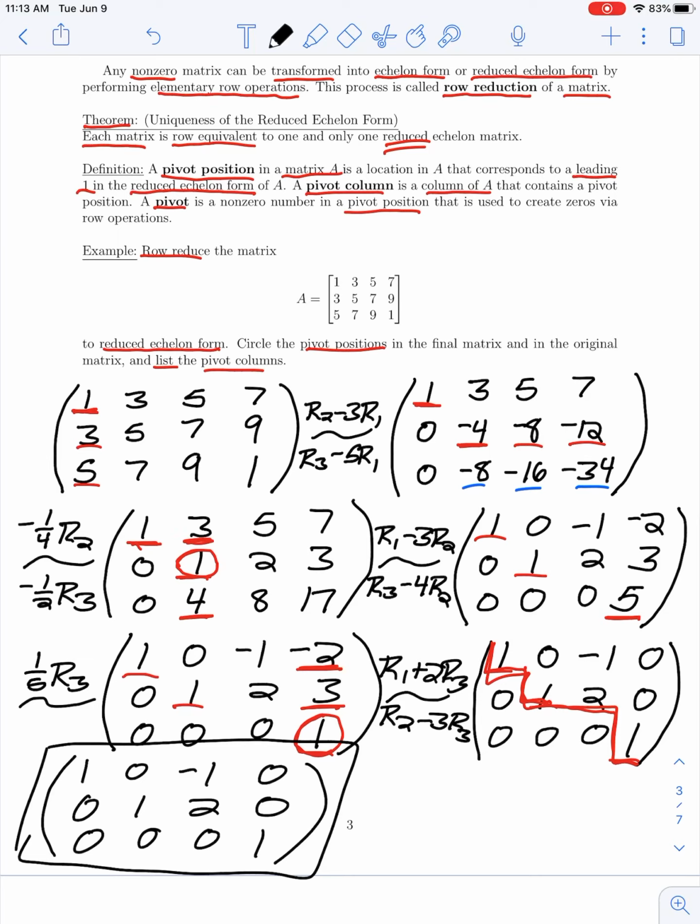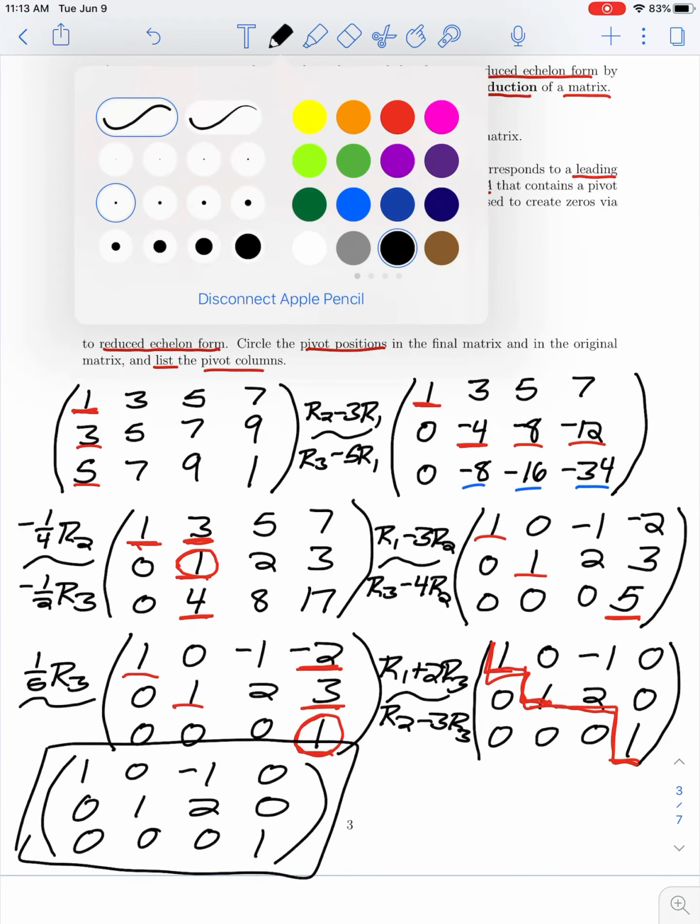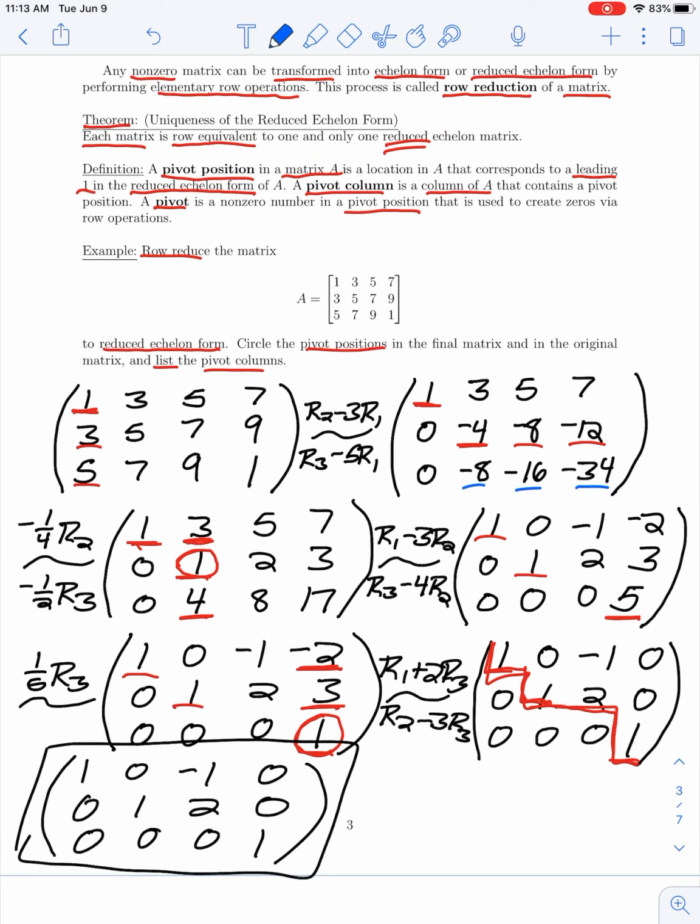Now we were also asked to circle the pivot positions in our final matrix and in the original matrix, and list our pivot columns. So here, the pivot positions in our final matrix were the positions corresponding to the 1s once we get it in reduced echelon form. These leading entries 1 were the following positions, and the corresponding pivot positions in the initial matrix would be the entries corresponding to those pivot positions. So that is 1, 5, and 1 here.